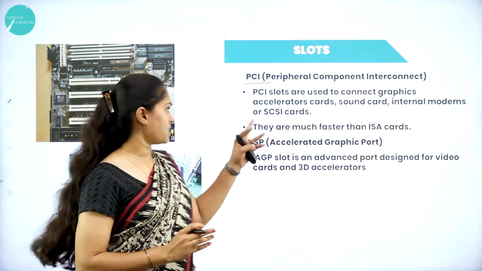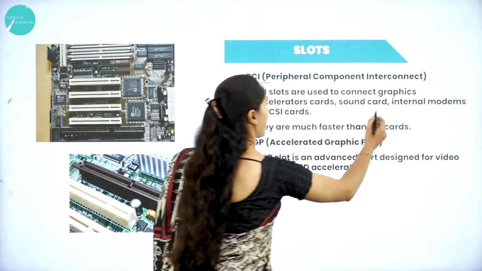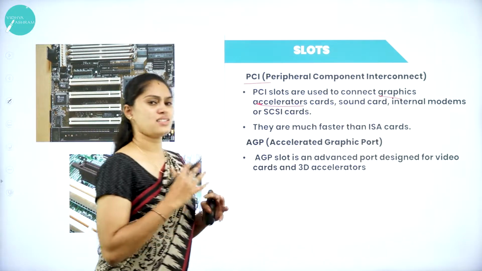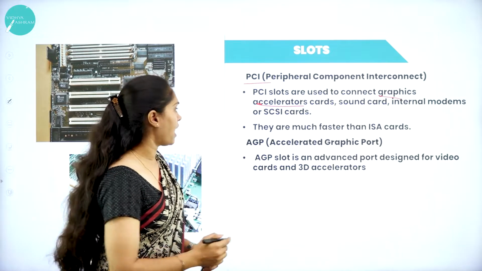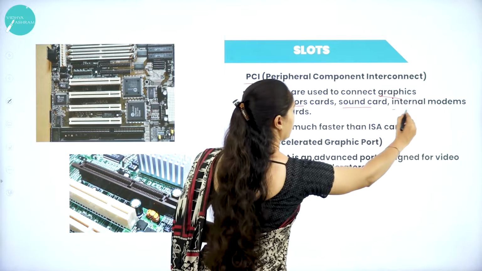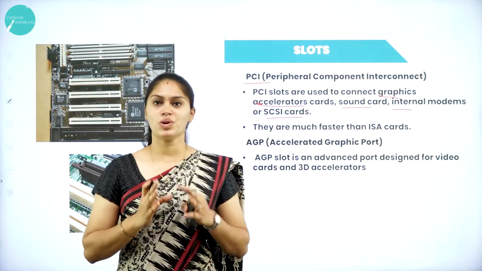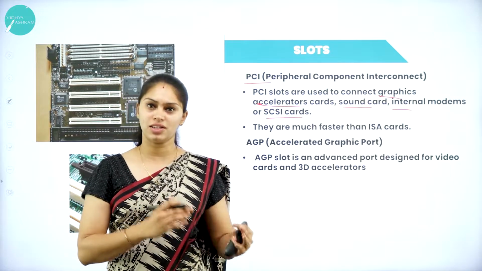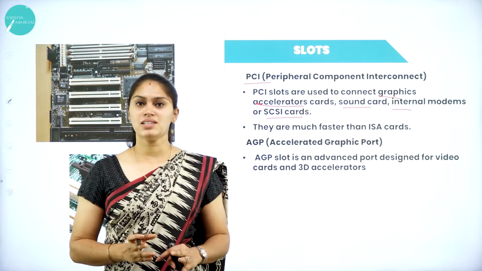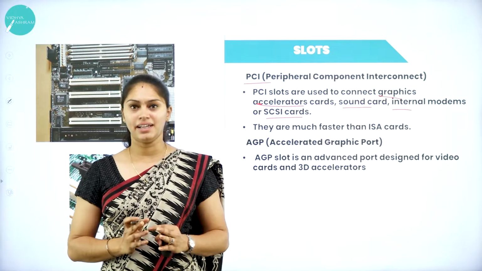So that is PCI. PCI slots are mainly used to connect graphics accelerated cards. So this is mainly used for visual purposes. And then I have sound cards and internal modems, then SCSI cards. In order to include all these components into the motherboard, I must have this PCI slot, that is peripheral component interconnect.